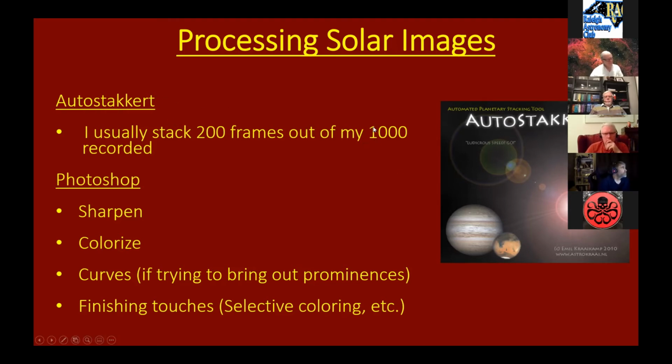So what I do is I get rid of the 800 frames that are not so good, and I just stack the 200 frames. Then I go into Photoshop, I sharpen it, colorize it, and adjust curves, which means that if I want to bring out a structure that's not very bright, like prominences, I can adjust it by curving, and then I put in finishing touches. Like I said, we're doing this with a monocam, so it's going to be black and white. We can make it artsy or just give a representation of what the wavelength actually looks like if you were to look at it with your eye, you can colorize it.